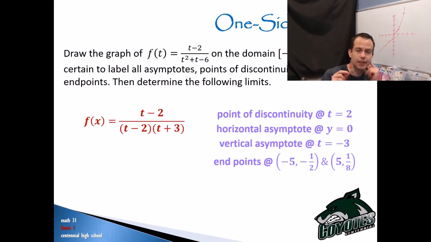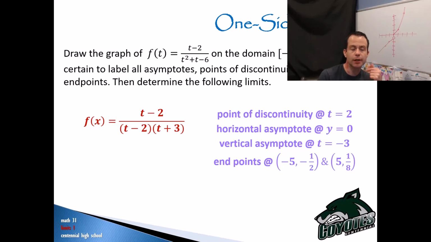This gives me a smaller degree over a larger degree. And whenever I have small over big, the horizontal asymptote is at y equals 0. In a little while, I'm going to teach you how to find horizontal asymptotes from a calculus perspective, but for now that will do. We've got the vertical asymptote at t equals -3, and then we have our endpoints at -5, -1/2, and 5, 1/8. Okay? So the only thing I hadn't talked about there was the horizontal asymptote.